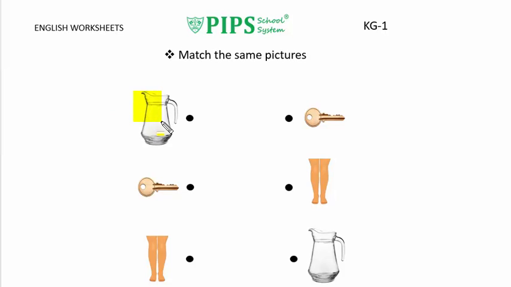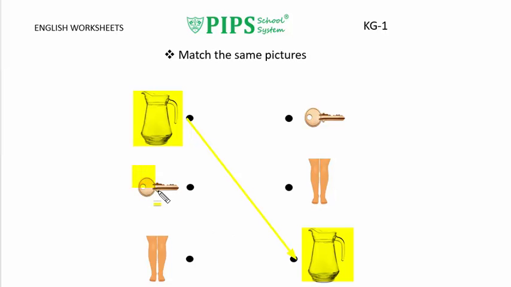This is a jug. Okay students, let's see where is the second picture of jug. Here is the second picture of jug which is similar to it. Now we will match the jug with the same picture like this.